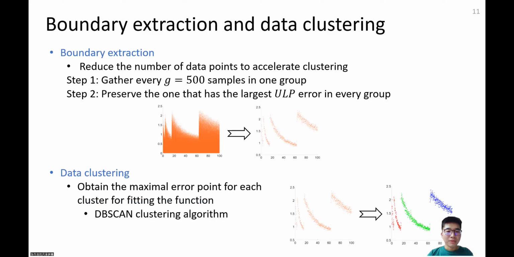The goal of boundary extraction is to reduce the number of data points to accelerate the clustering. Firstly, we group the samples, with an average of 500 samples in one group. Secondly, we preserve the one that has the largest ULP error in every group. The effect is shown in the figure. The goal of data clustering is obtaining the maximal error point for each cluster to fit the function. We use the DBSCAN clustering algorithm.